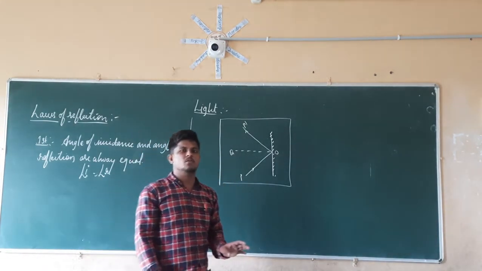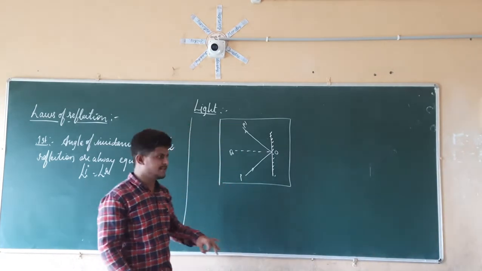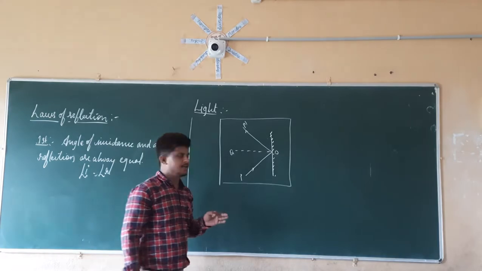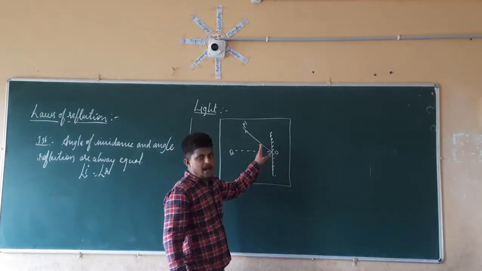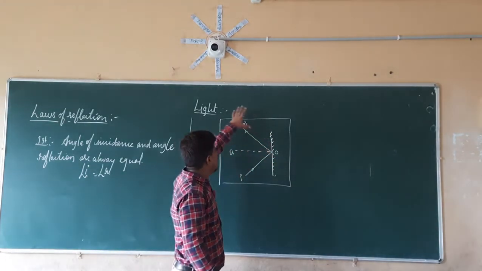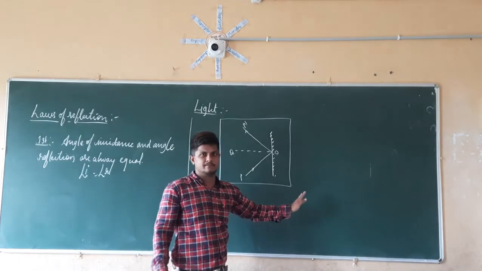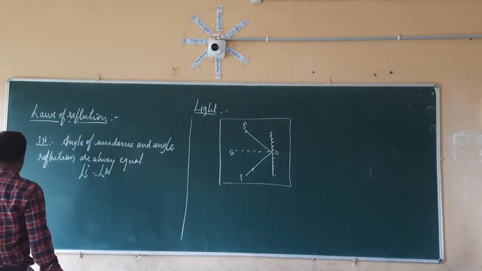So that is nothing but what? It is the second law of reflection. That is nothing but the incident ray, reflected ray, and normal drawn to the point of incidence are all lying in the same plane. So that is the second law of reflection.